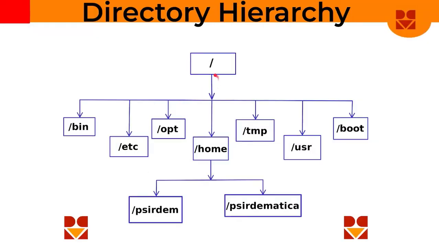So this is a diagram representing how the hierarchy is. You have the root here, then the binary, the etc, the optional. Then we see that the home directory here contains two different users, right? The Sedem user and then the Serdematica user. So all the files of Sedem would be kept here. The movies, the documents, the files, everything will be here for the Sedem user. And then the Serdematica user would also have its own files. So while Sedem logs in, Sedem won't see the contents of Serdematica. But while Serdematica logs in, he wouldn't see what Sedem has in its home, right? So basically that's all about the hierarchy.